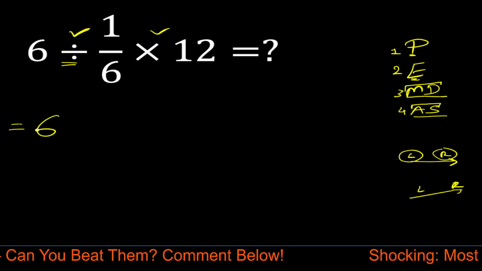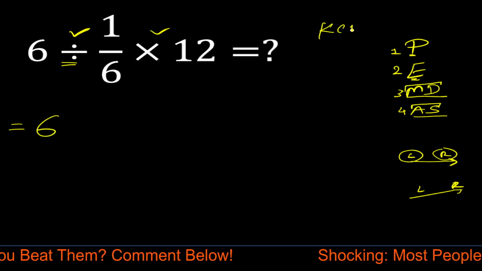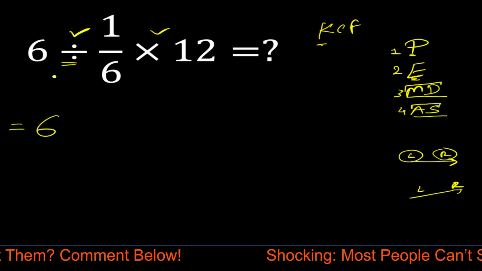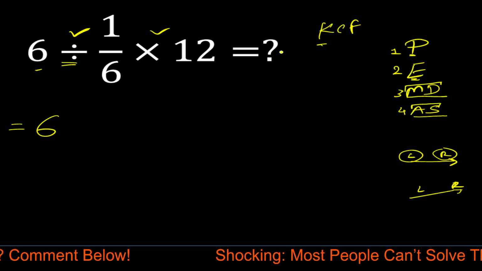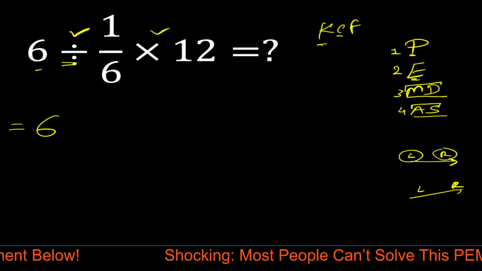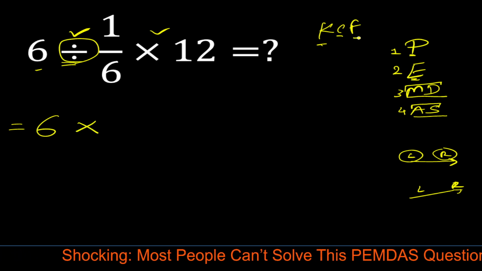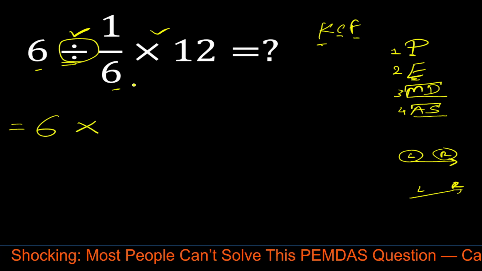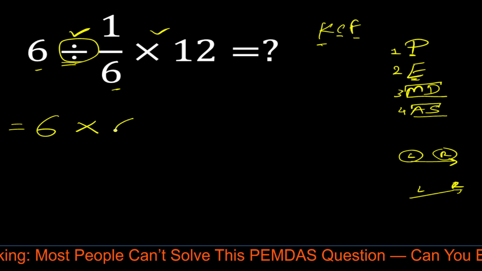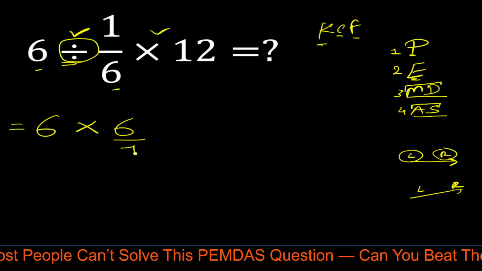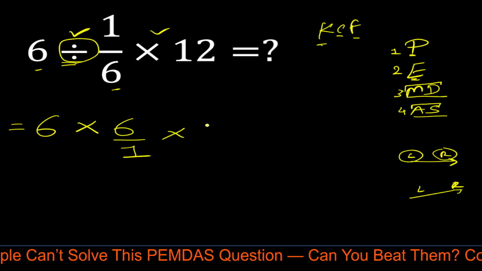So now 6. Now according to the KCF rule, K means keep this 6 as it is, same. Then C means change this sign from division to multiplication. Then F means flip this fraction, 1 upon 6 is equal to 6 upon 1 times 12, right?